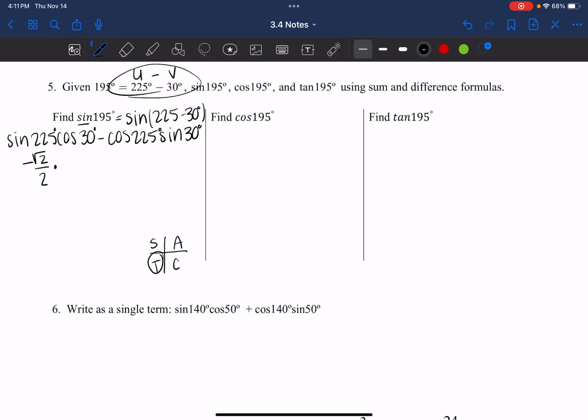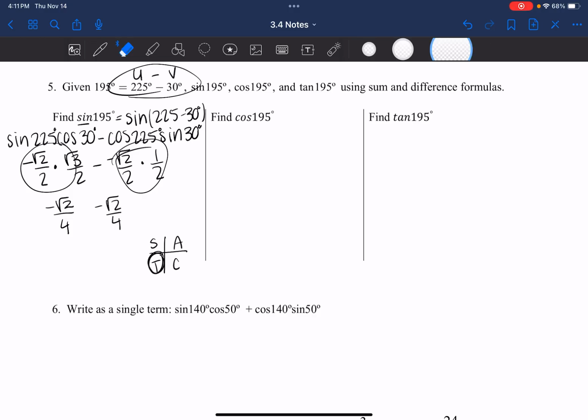Times cosine of 30. Cosine of 30 would be root 3 over 2 minus cosine of 225. So really a reference angle of 45. Cosine of 45 is root 2 over 2. Again, I'm in quadrant 3. Cosine's negative there, so we make it negative. Times sine of 30, which is 1/2. So we multiply these fractions and we get negative root 2 over 4. Multiply these fractions, we get negative root 2 over 4.